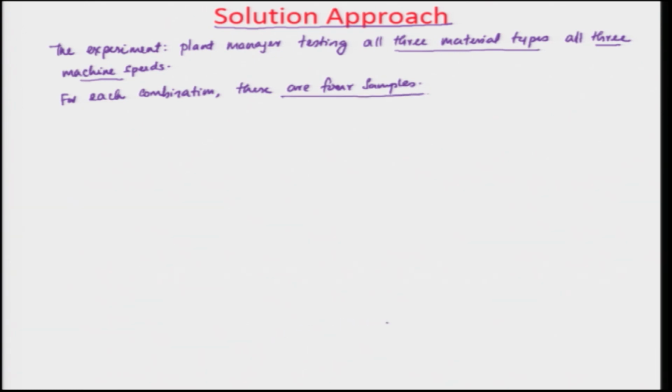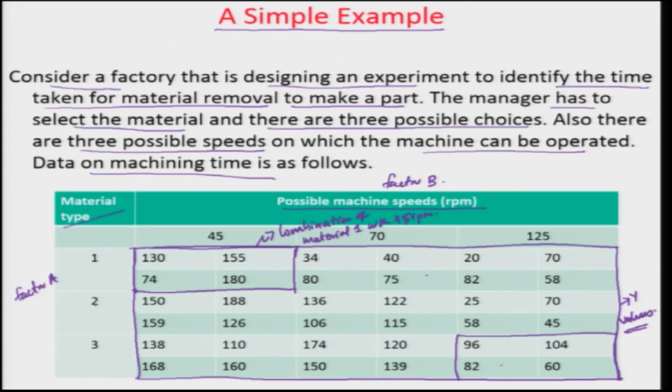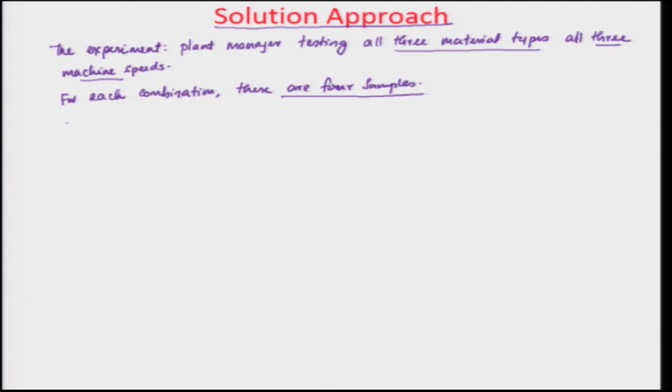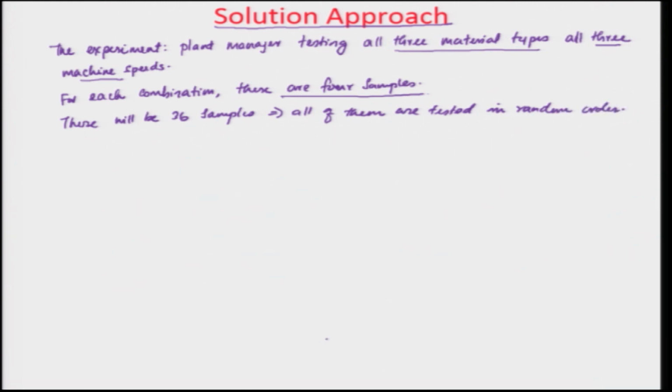Okay. Then, how many samples are there? So, this is 4, this 4, this 4. If you think about it, how many samples will there be? So, there will be 36 samples. Okay, and all of them are tested in random order. Okay, that is what we are doing in this case.